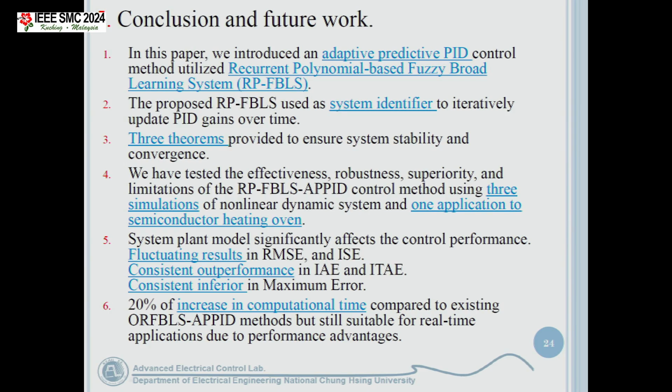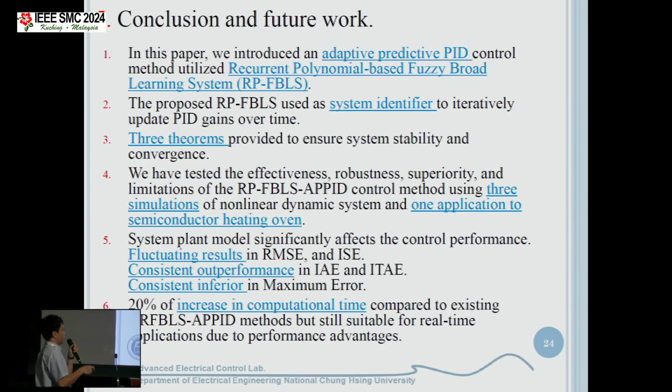And as you can see before, the system plant model significantly affects the control performance, where we have a fluctuating result, up and down, in RMSE and ISE, and consistently better performance in terms of IAE and ITAE, and also consistently lower maximum error compared with the last study. And also a 20% increase in computational time compared with existing ORF-BLS, but still suitable for real-time application due to the performance advantage.